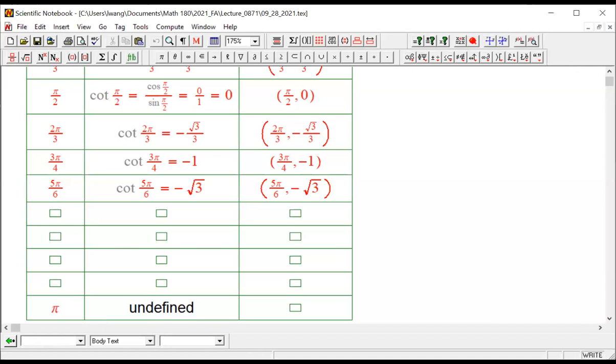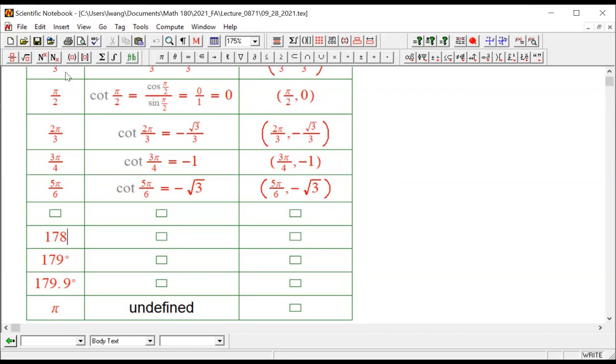How about 89.9? No, sorry. It has to be smaller than 180 degrees, right? So 179.9 degrees. How about that? 179 degrees. So just do these cotangent, okay?